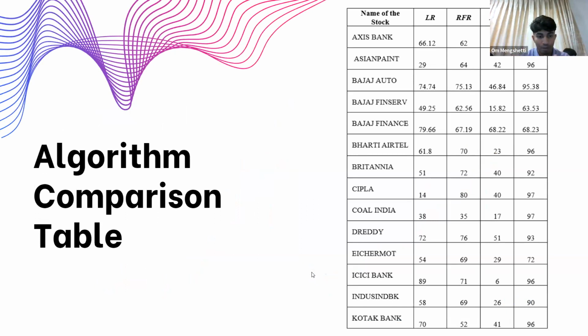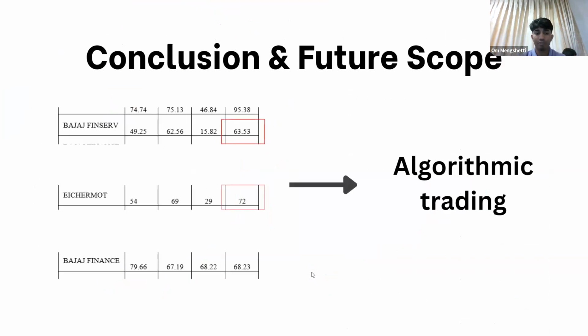Eicher Motors. So coming to our conclusion and future scope, we have observed that although LSTM is a very useful method because it is analyzing time series data, as we know that stock market is a time series analysis. So LSTM performs very nicely on them, but only for 3 stocks we found out that they did not give a higher accuracy. It is at 63, 72, and 68% respectively.